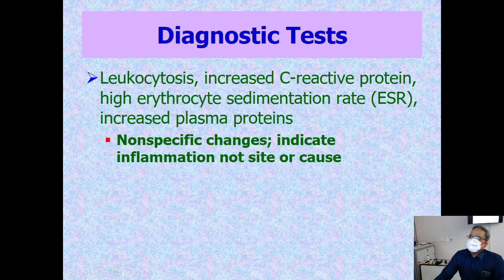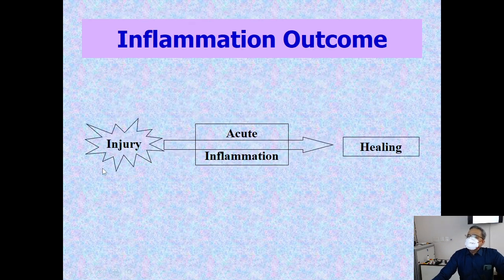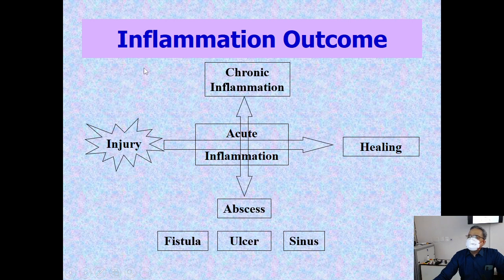So you can do certain diagnoses. Suppose somebody says, I am inflamed somewhere. How will you find out? You will do a CRP or you will do an ESR. If they are increased, you will say somewhere the inflammation is going on. So all of these can happen. Either it heals, or it becomes chronic, or you get an abscess.